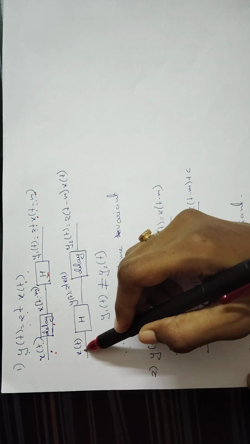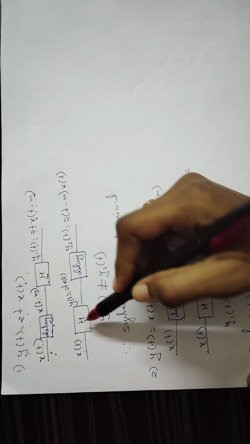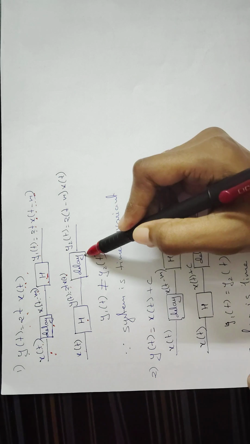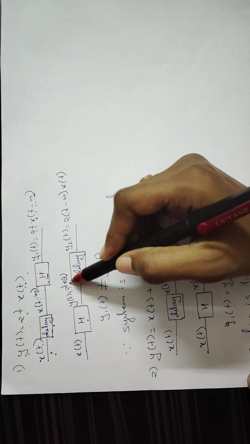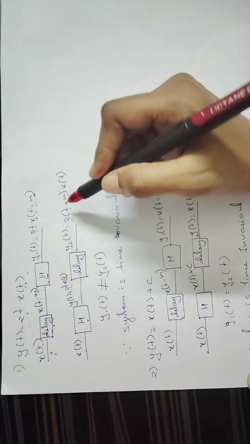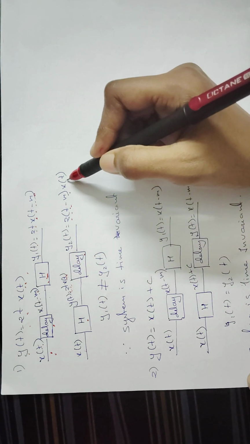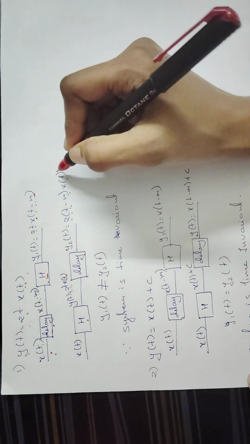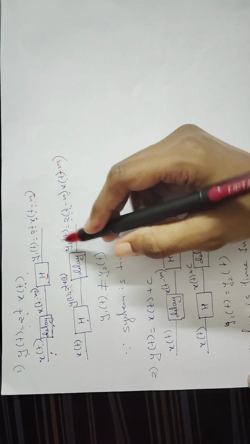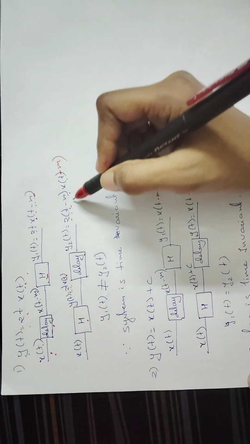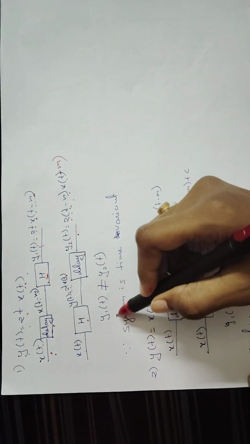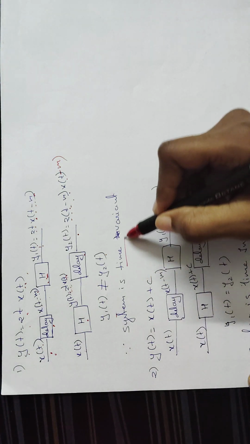The other one: x of t applied to a system. What is the system here? 2t into x of t. So that is 2t into x of t. Then apply a delay to this whole expression, that is 2 of t minus m. That means in place of t you have to substitute t minus m, and here x of t minus m. So we get this one. Here observe y1 of t and y2 of t: these two are not equal, hence the system is a time variant system.